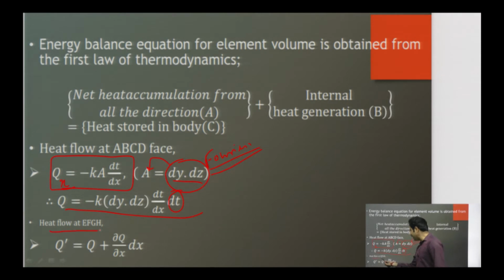Now heat flow at EFGH, the face on the right hand side from where q x plus dx was coming out. So here q dash is equal to q plus del q by del x dx. That is the element. This heat got an additional elemental heat added to its system, just because of that internal heat.